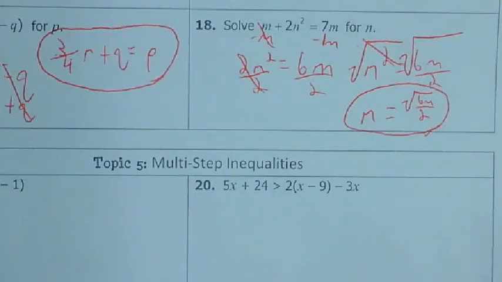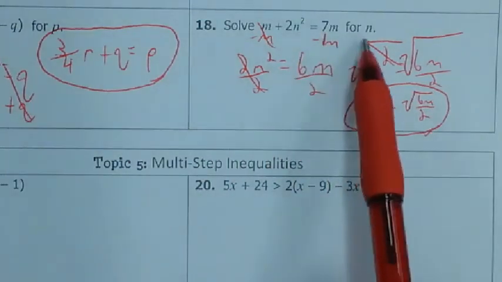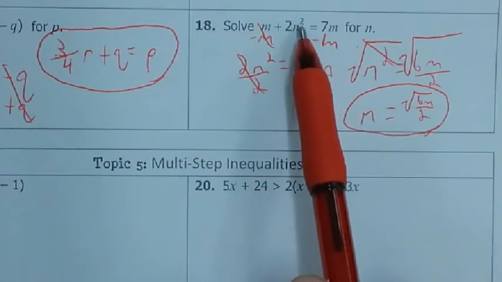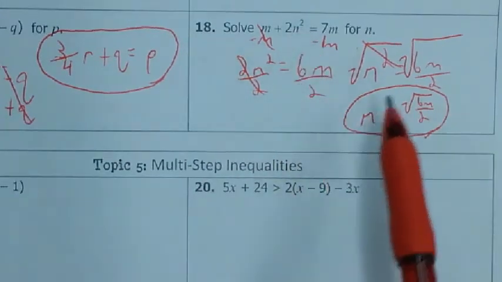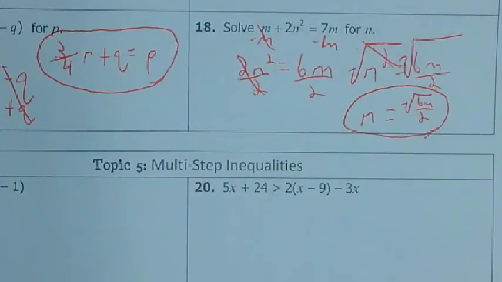There will be a question on the test like that. So make sure everybody understands how to do that. So if you have to get the variable with the square, like where it says n, if you have to do something like that, you do have to take the square root of both sides to get the square off of it.